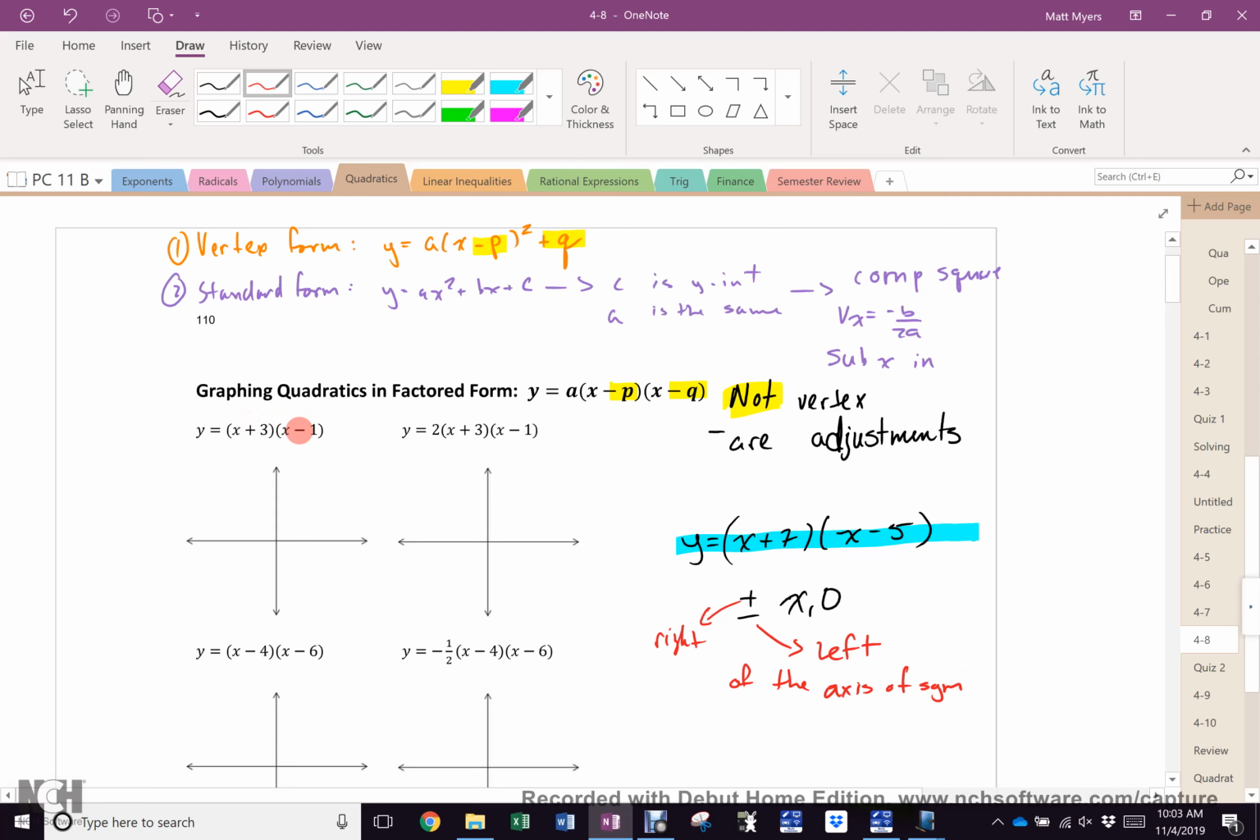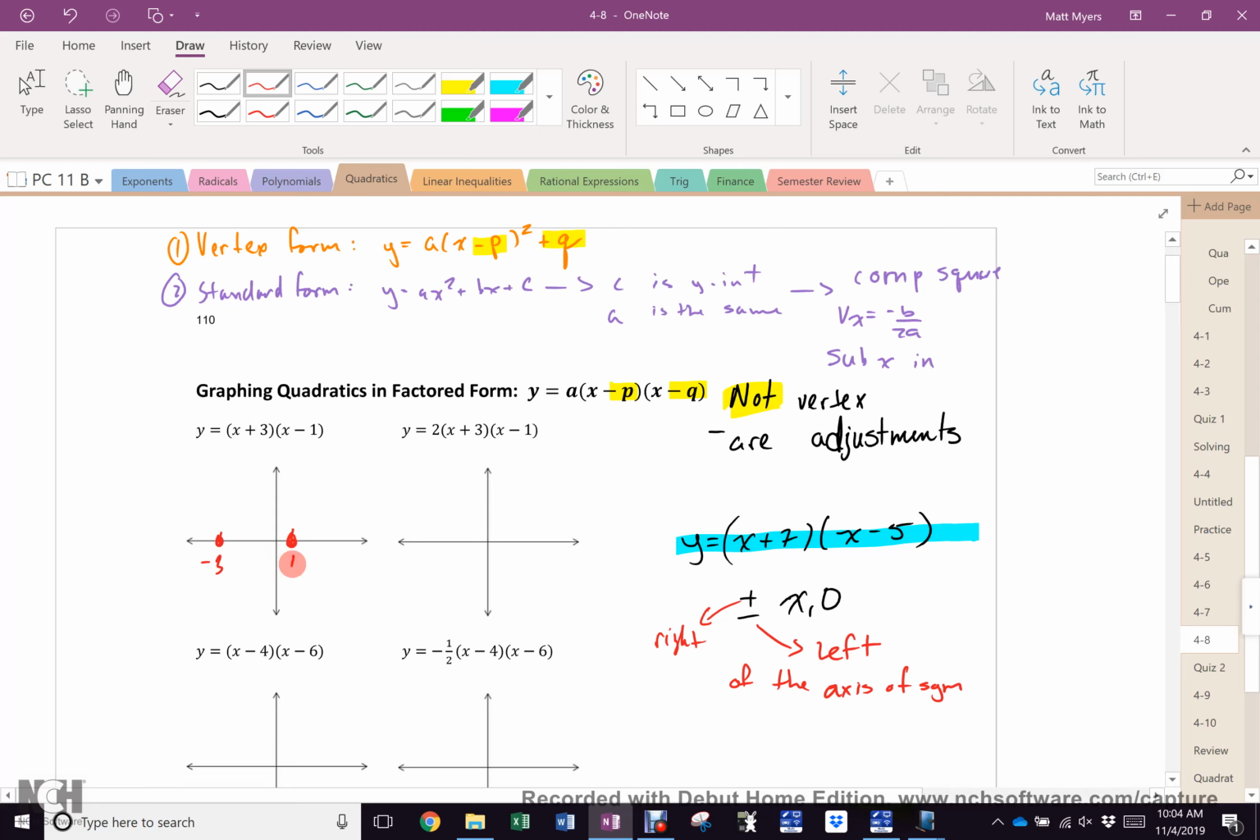Everybody should be able to do this in their head. I shouldn't need to remind you how to do this. X is -3 and +1. We're all cool with that, right? Now, if those 2 points exist on a parabola, then where must the vertex live? Smack dab in the middle, right? And we talked about this yesterday. How do you find the middle of any two numbers? Add them together and divide by 2.